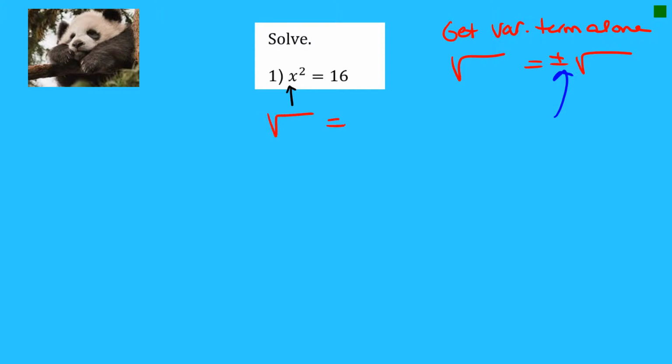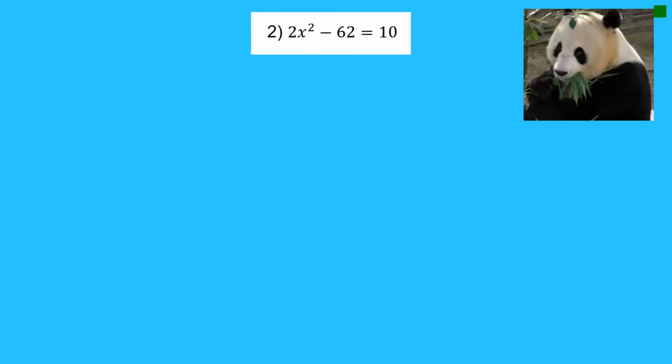So I've got square root equals plus or minus square root. I'm taking the square root of x squared, and I'm taking the square root of 16. The square and the square root cancel. I have x equals plus or minus the square root of 16, which is 4. Bada bing, bada boom. Again, you can only use that when there's only one variable term. I got three terms, but only one of them has a variable.